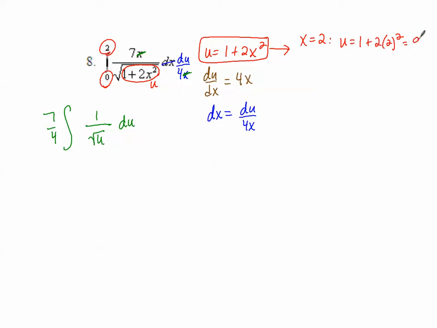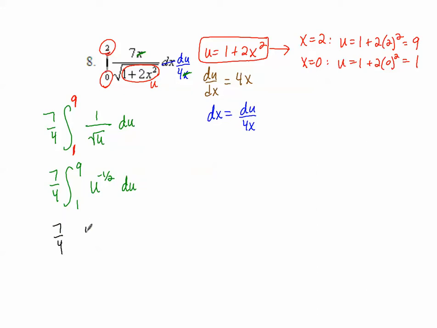Or 9. X is 0 on the bottom. That means u is 1 plus 2 times 0 squared, or 1. And therefore our new limits go 1 to 9. Don't forget to switch those limits. Now let's rewrite this integral, because that's a radical and it's in the denominator. So bring it up as u to the negative 1/2 du, and now we can do the anti-differentiating.